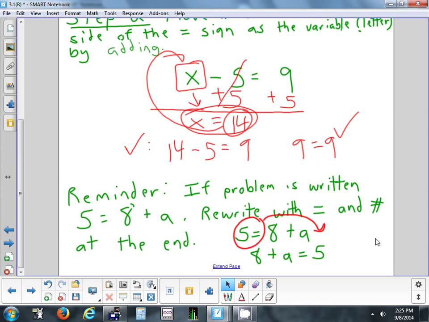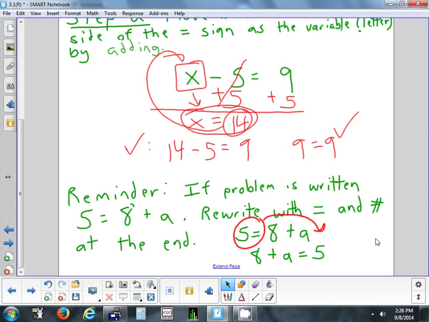Okay. So I got 5 equals 8 plus A. I want to rewrite that. If you can solve it like this, that's fine. But most of us, we see that equal sign and freak out: holy Lord, I can't solve it, math sucks, I can't handle this. It'll be okay. Take a deep breath. Math can be your friend sometimes. It's not here to hurt you or cause you pain. So, all we're going to do is rewrite it with the equal sign and the number.